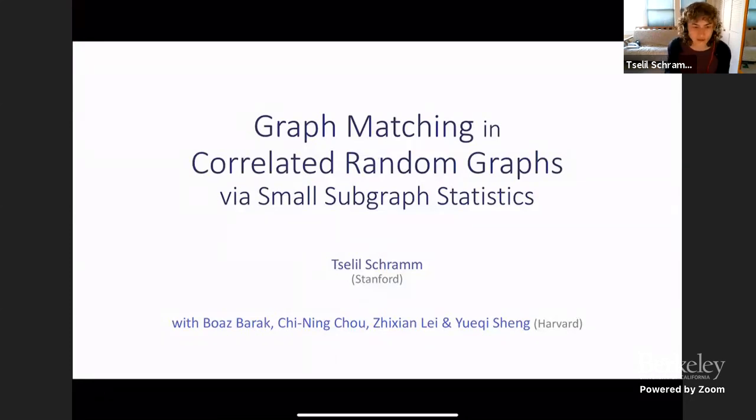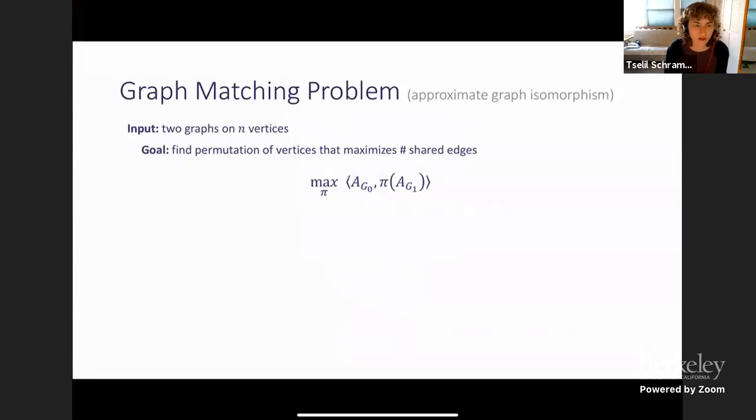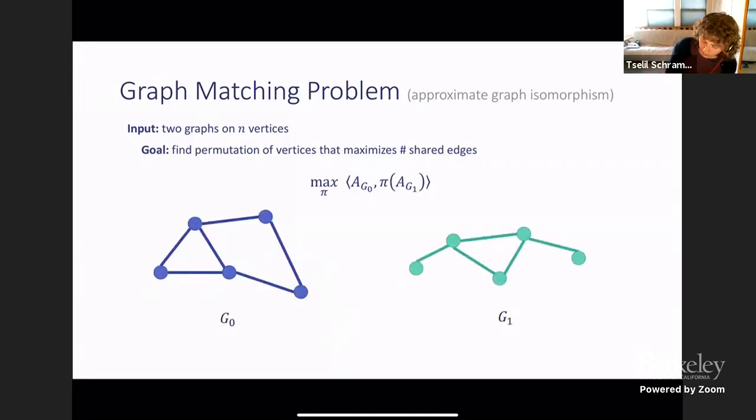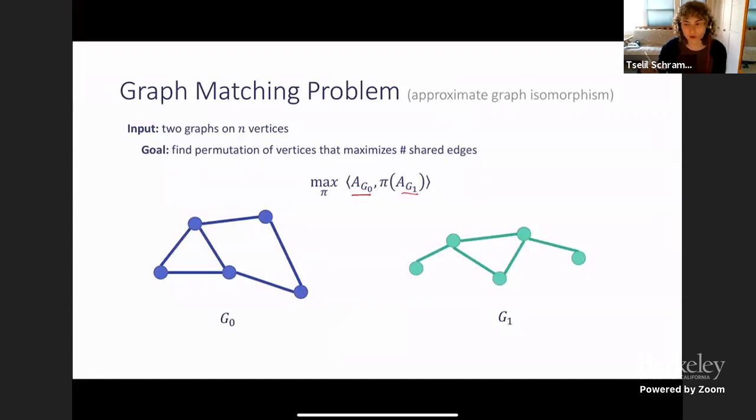Okay, so here is the setting. The problem that we're studying is the graph matching problem. It's sort of like an approximate version of graph isomorphism. My input is going to be two graphs on n vertices, and my goal is to find a permutation of the vertices that maximizes the number of shared edges. So if G0 is the first graph and G1 is the second graph, and A_G0 is the adjacency matrix of G0 and A_G1 is the adjacency matrix of G1, I just want to permute the rows and columns of the adjacency matrix so that I'm maximizing their correlation.